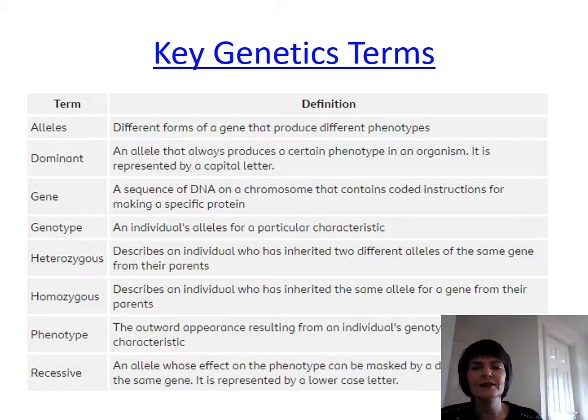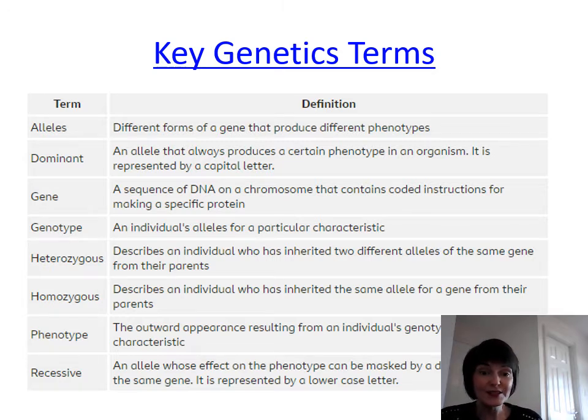So that's something to bank for later on: something that has a capital letter will have what we call a dominant allele. A gene, hopefully you know this term already from what you've studied previously, is a section of DNA on a chromosome that contains a coded instruction to make a specific protein. A genotype is an individual's alleles for a particular characteristic. It is also written as letters. Again, phenotype and genotype are terms that we're going to be looking at quite soon.